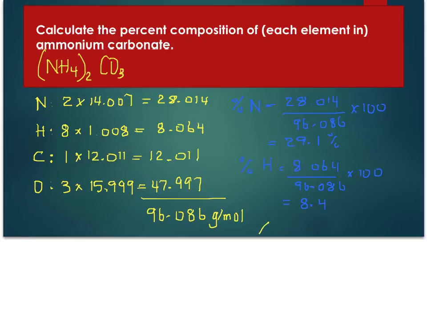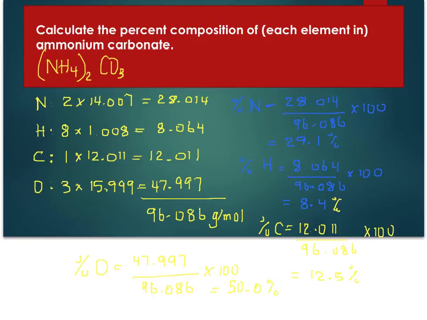Alright, our percent of carbon, 12.011 divided by 96.086 times 100, and that gives us 12.5%. All these are in percentages. And last but not least, percent of oxygen is equal to 47.997 divided by 96.086 times 100, and that gives us 50.0.